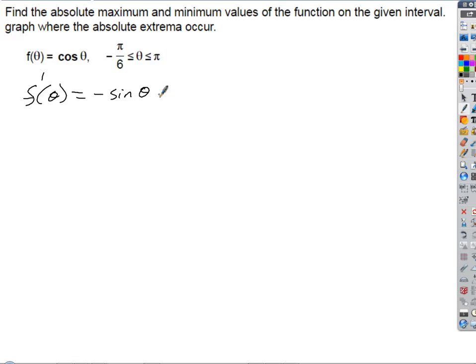What are the two kinds of places where critical numbers occur? When the derivative is zero and undefined. Is sine theta ever undefined anywhere? No. Sine theta is well behaved, it's defined everywhere, so we have none of that to worry about. But where does it equal 0 on this interval? Sine equals 0 where on the unit circle? At 0. On our interval, we're going from negative pi over 6 to pi, so the interior critical number would just be 0, right? Everybody agree? So then we can make our table.